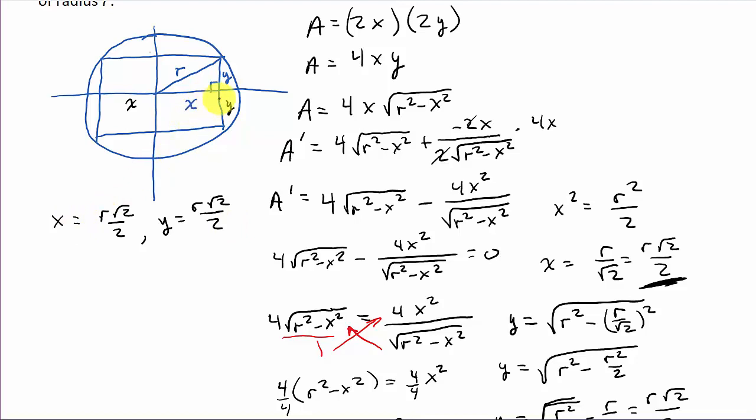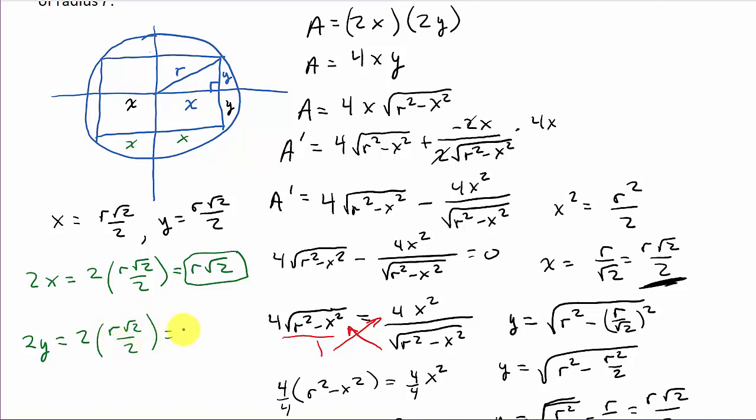But x is just the distance from here to here. y is just the distance from here to here. So let's get our final answer. This total distance, this is x and this is x also. So we've got 2x is equal to 2 times r square root of 2 over 2. So I'm plugging this in for x. So that's r square root of 2. So that's this distance. And then 2y, plug this in for y, so that's 2 times r square root of 2 over 2, which is r square root of 2. And there's this distance. So the rectangle with the largest area is a square.